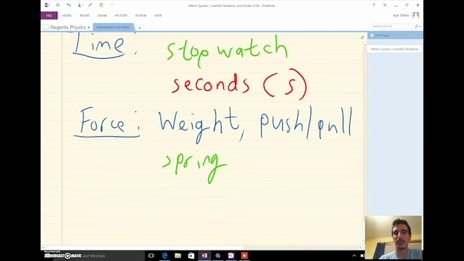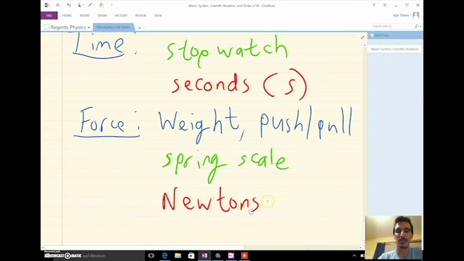That's kind of like the thing that you find in grocery stores when you're measuring your fruits and vegetables and you want to figure out how much you have to pay. Spring scale. And its units are newtons. That's a capital N. Named after Isaac Newton.